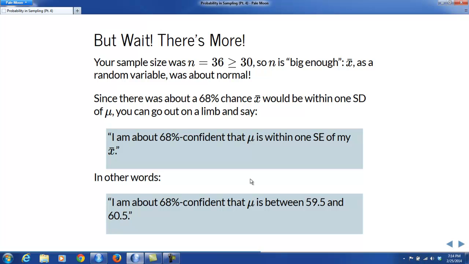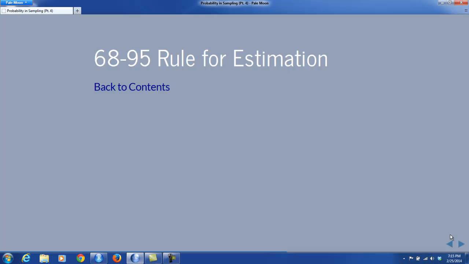Now you are going a little bit out on a limb here. After all, the probability theory said there was a 68% chance that x bar would be within one standard deviation of mu. And here you are saying you're 68% confident that mu is within one standard error of x bar. Really, you should be saying you're about 68% confident that mu is within one standard deviation of x bar. So there's a little bit more approximation going on here. You're a little bit more out on a limb. In general, there's a 68-95 rule for estimation. It's a new version of the 68-95 rule.